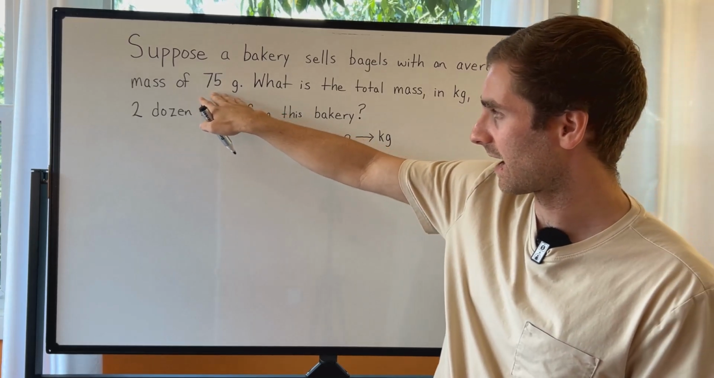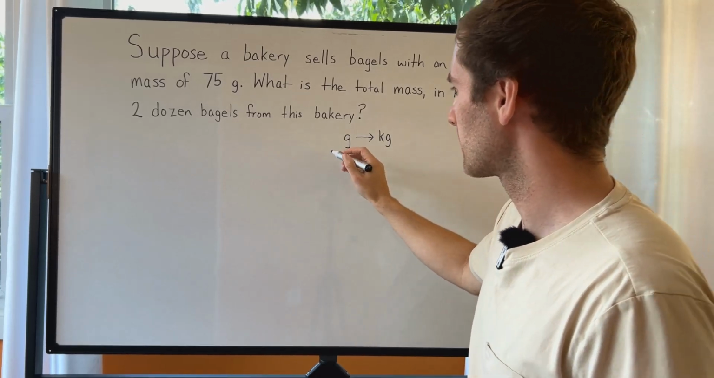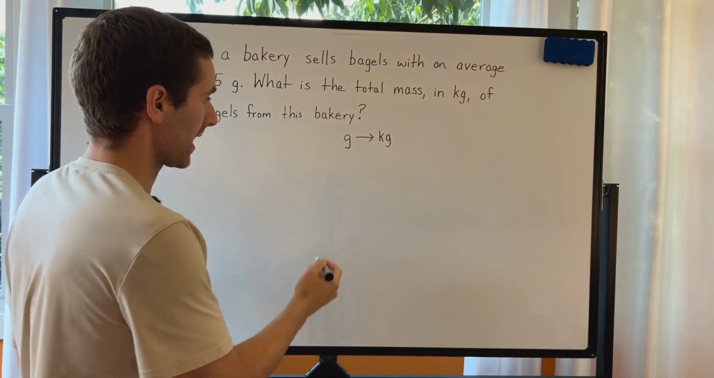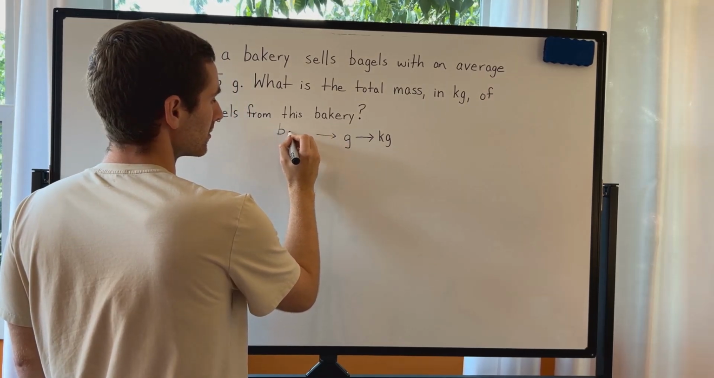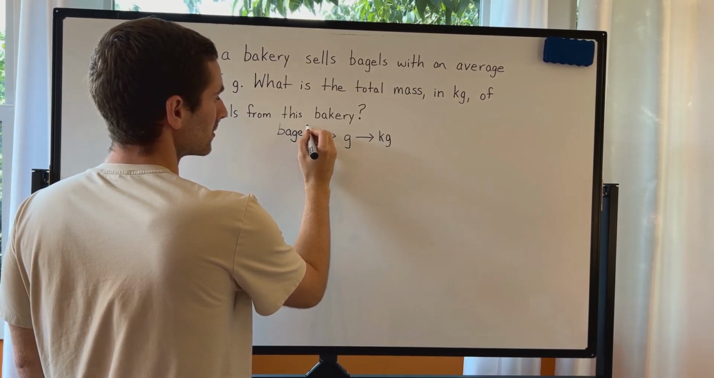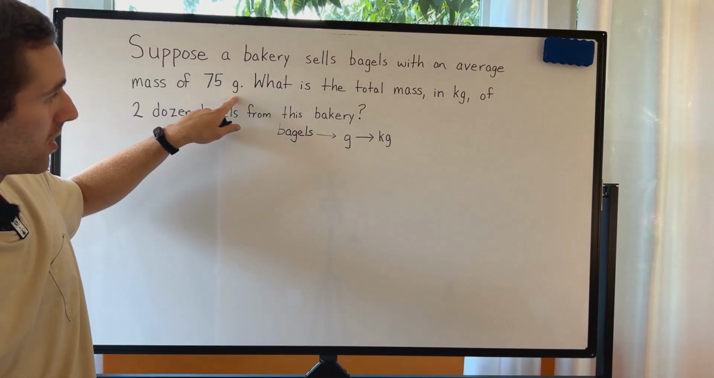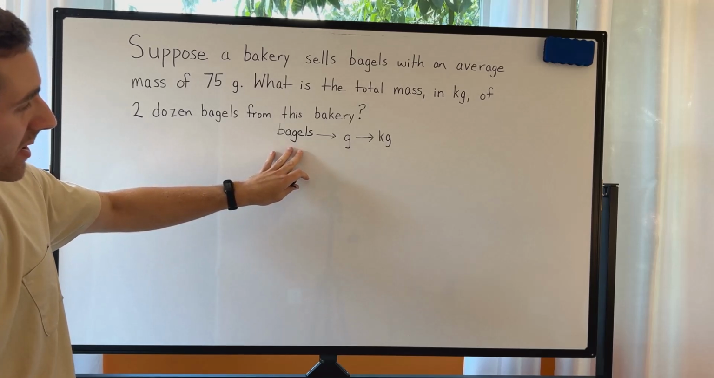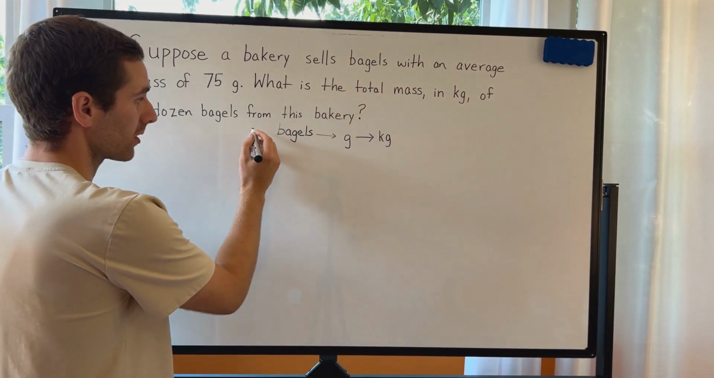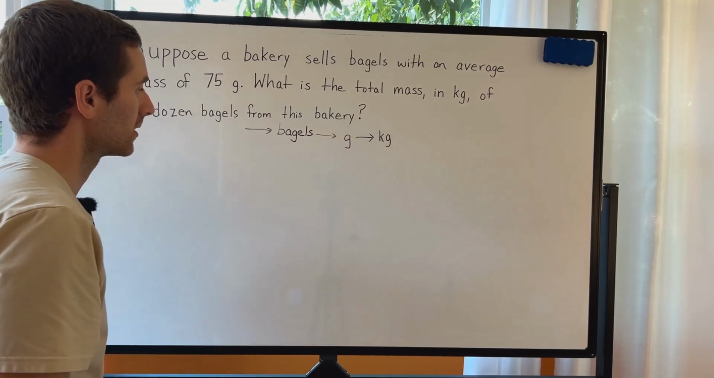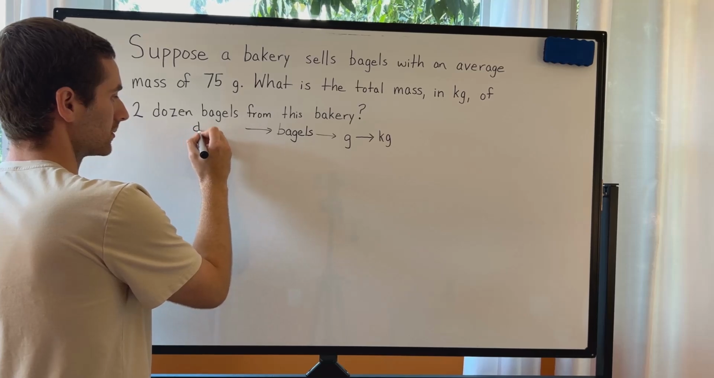Because this is the average grams per one bagel. So then how do we get the total grams? Well, we need to know how many bagels we have, because we know the average mass in grams of one bagel, and we don't know how many bagels we have right now. We're not given the exact number of bagels, but we are given the number of dozen bagels.